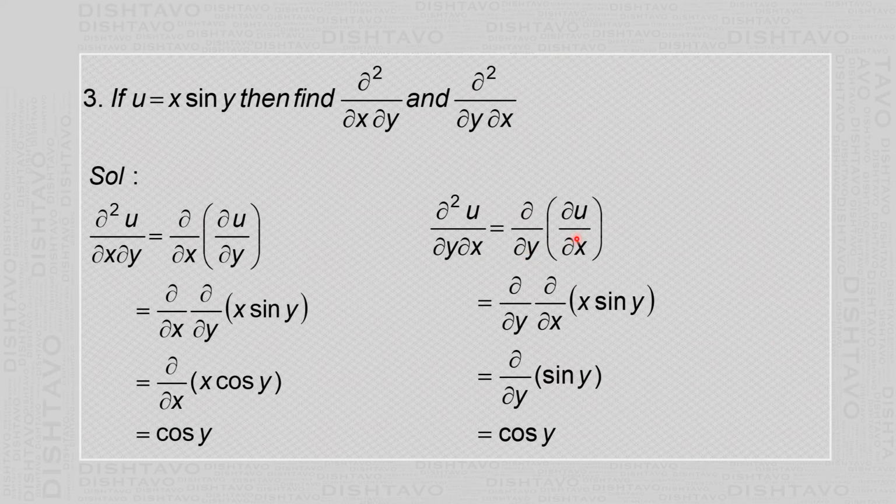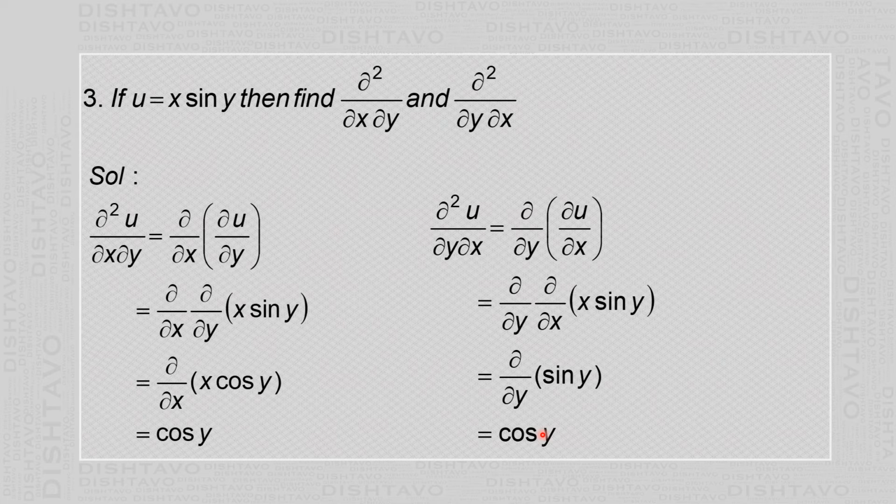Then in the second half, ∂²u/∂y∂x. First we differentiate u with respect to x, then the resulting quantity is differentiated partially with respect to y. So let us first differentiate partially with respect to x that u which is x sin y. When you differentiate partially with respect to x, you get 1, and sin y comes as a constant, because y is to be treated as constant when you are differentiating partially with respect to x. Then you differentiate sin y partially with respect to y, and what you get is cos y.